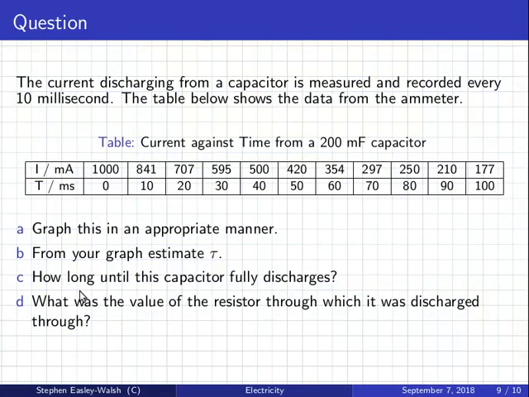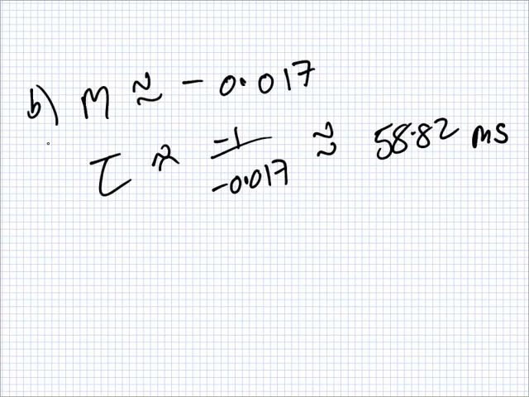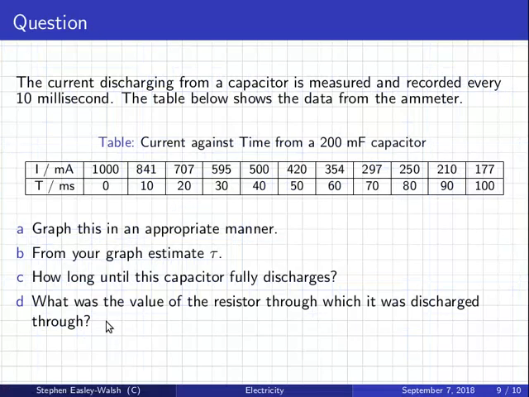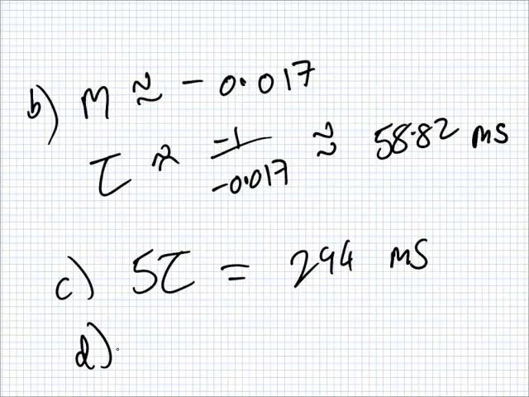Next. How long until the capacitor fully discharges? So how long is that? 5 tau constants. So multiply that by 5 and let's see what we get. 294 milliseconds. And finally D. What was the value of the resistor? You know the capacitor is 200 millifarads, so you can use the formula tau equals RC.